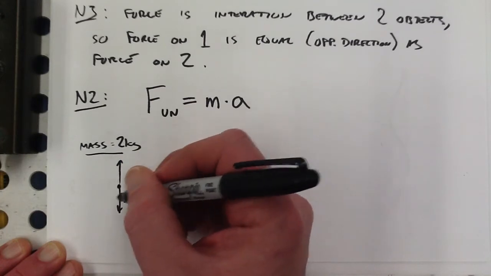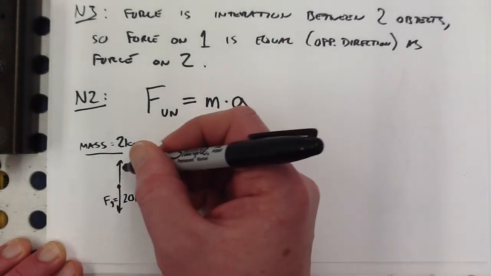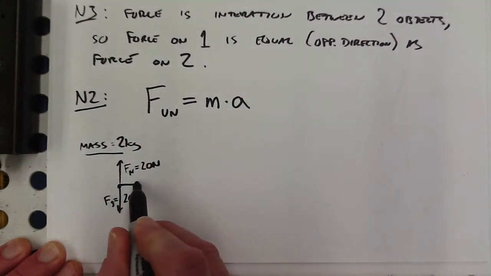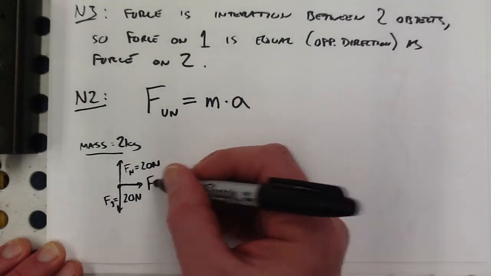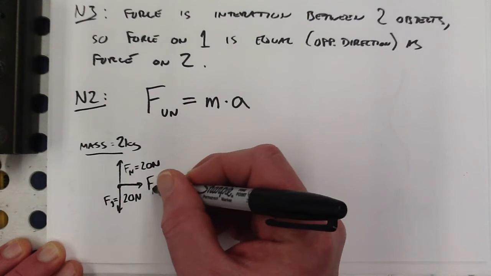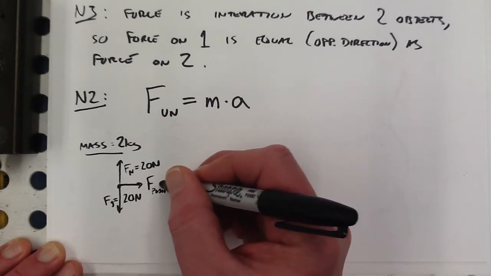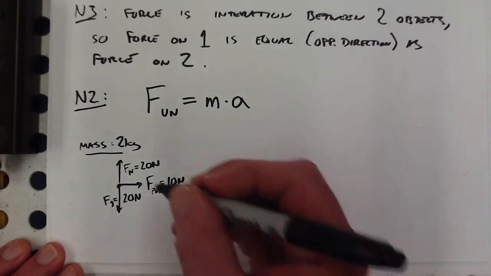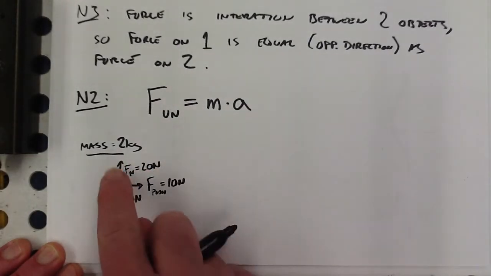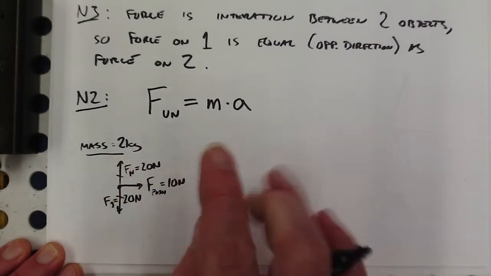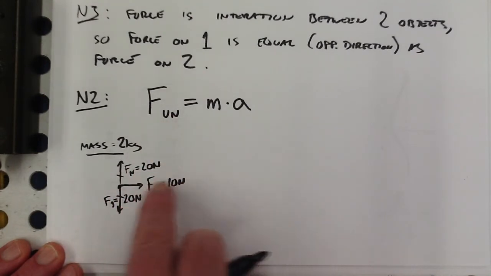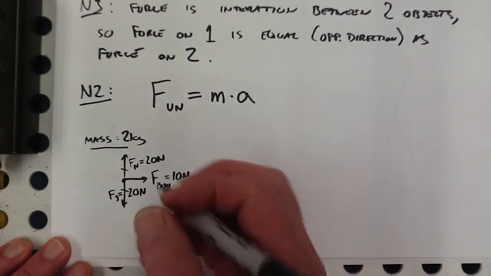And then there would be a normal force there. And let's say there's somebody pushing on it with a force of 10 newtons. How much unbalanced force is there? Well, the forces are balanced in the up-down direction, so those cancel each other out, right? That does not contribute to the unbalanced force. How much unbalanced force is there? This right here is how much unbalanced force there is.